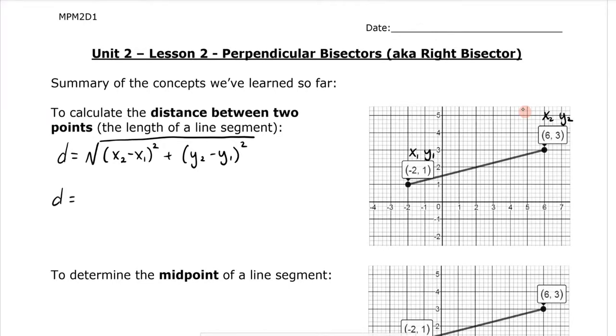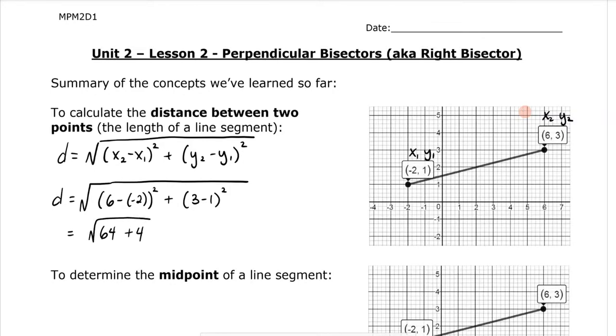So the distance between those 2 points would be the square root of (6 minus negative 2) squared, plus the difference in the y values, (3 minus 1) squared. And so 6 minus negative 2 is 6 plus 2, which is 8. 8 squared is 64. And 3 minus 1 is 2, and 2 squared is 4, so 64 plus 4. And that would result in the square root of 68.